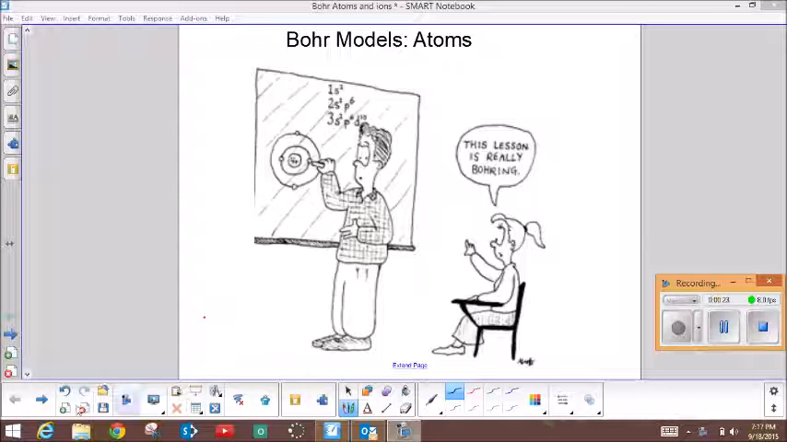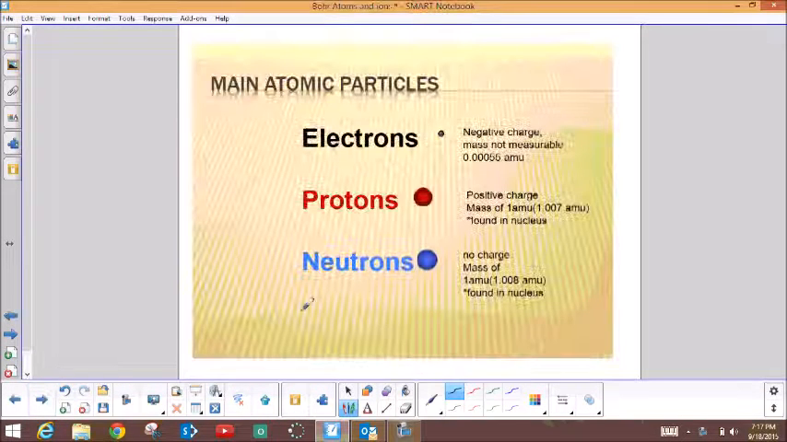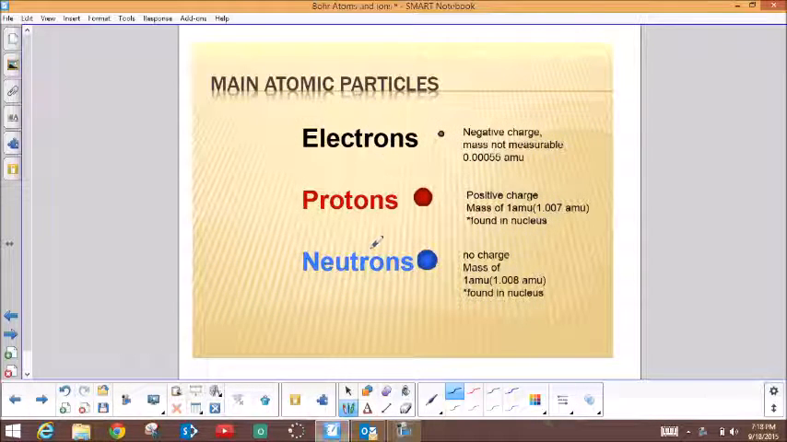The Bohr model is a simplified model of the configuration of the particles, electrons, protons, and neutrons that make up an atom. These are the main subatomic particles. An electron has a negative charge. Its symbol is the letter E with a minus sign. It has a mass of 0.00055 AMUs, so they're incredibly small.